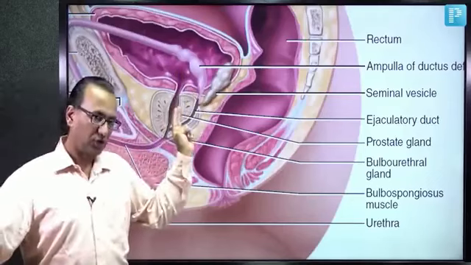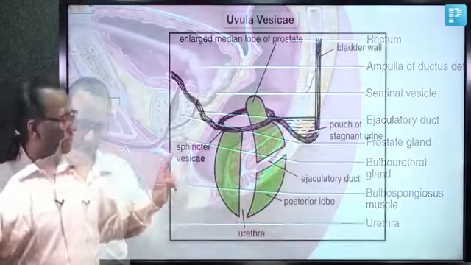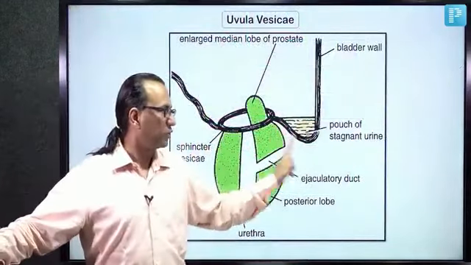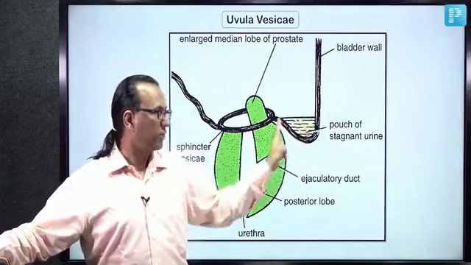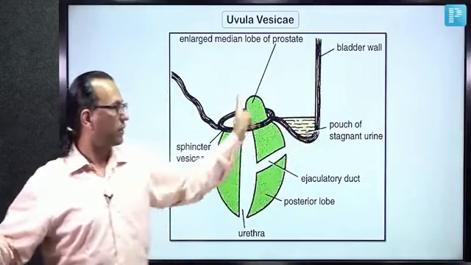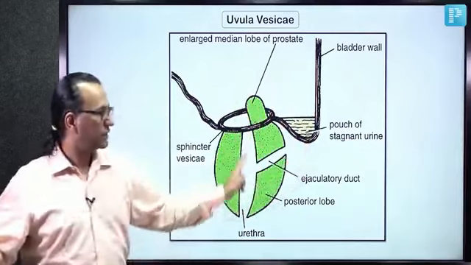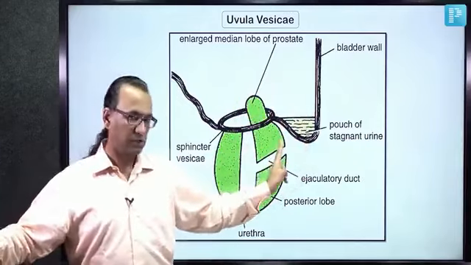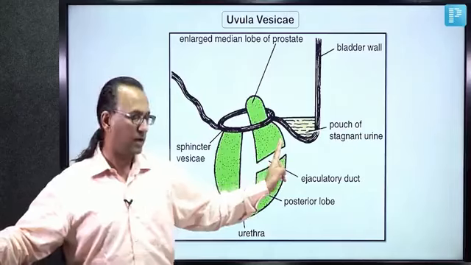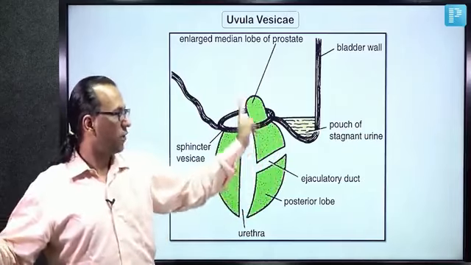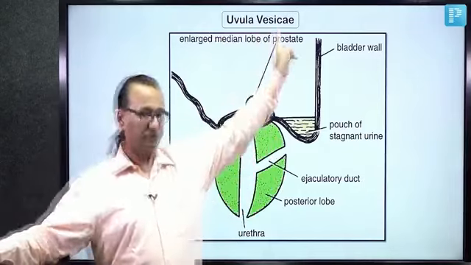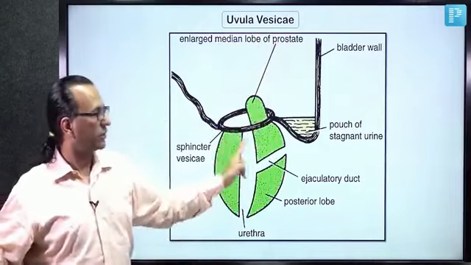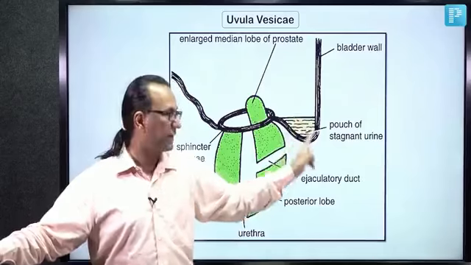Now let us look at a case of BPH. This is an elderly patient presenting to us with retention of urine or incomplete evacuation of urine. There is a bladder outlet obstruction because there is a medial lobe hypertrophy called benign prostatic hypertrophy, and a tongue-like projection is going into the urinary bladder called the uvula vesicae. And because of that, there is a bladder outlet obstruction. The urine cannot evacuate completely.